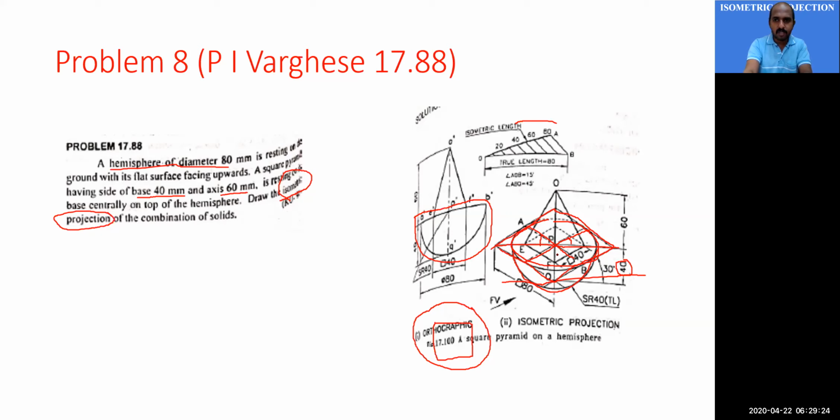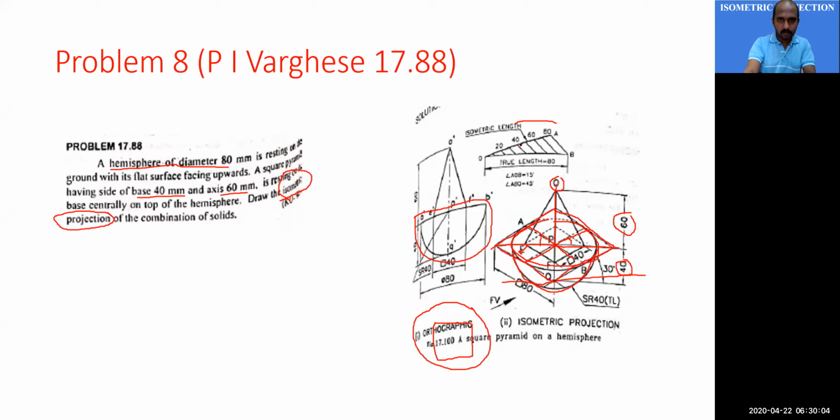Once you complete the isometric view of your hemisphere, from the point P, you can locate O at a height of 60. Not 60, isometric length corresponding to 60. Then you can complete this one. Here it is a square. We can complete the square here, that is the EFGH bottom. Then connect from each corner to your apex. All the dimensions are from the isometric scale.